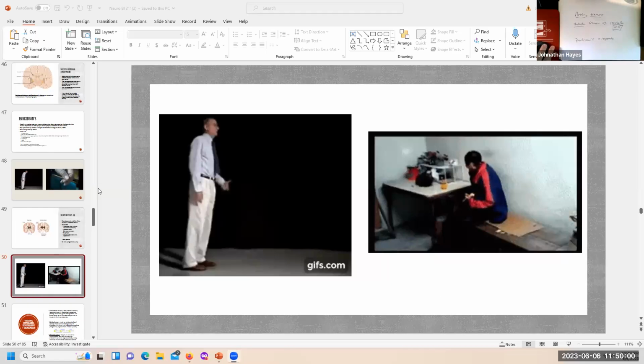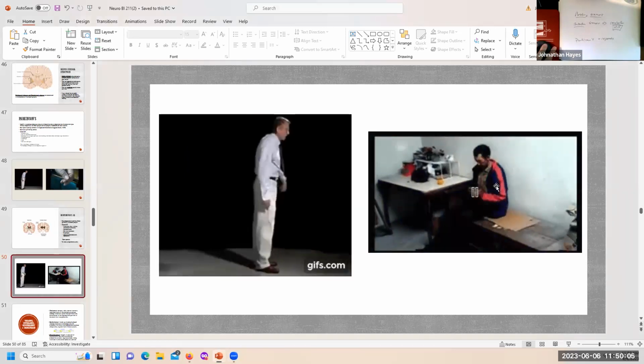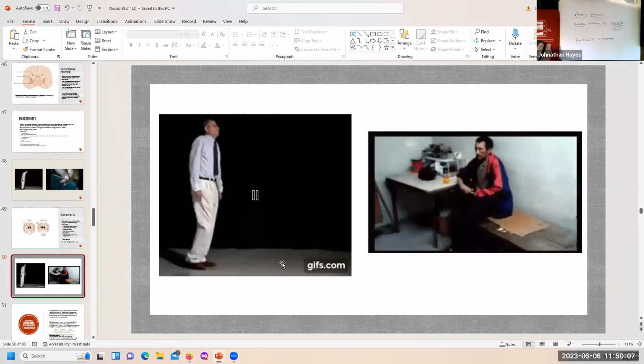Give it a second, maybe. There we go. And here's somebody walking with Huntington's chorea.